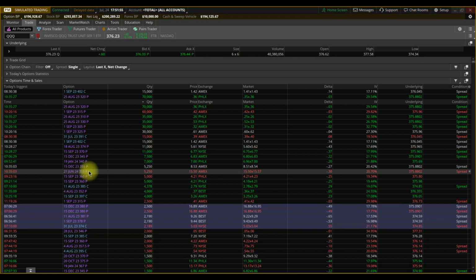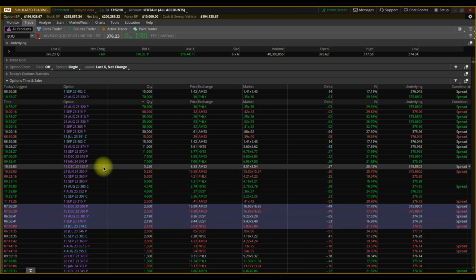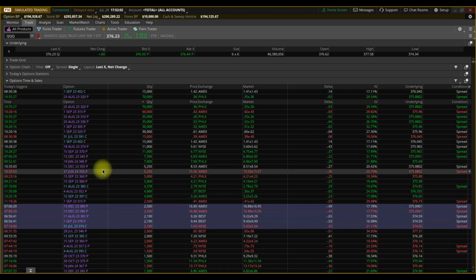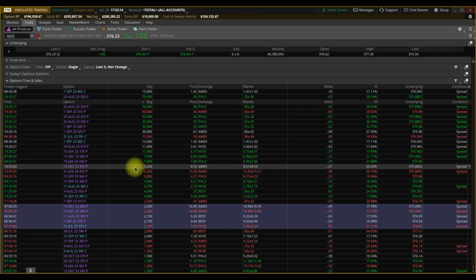Look at the time, 10:35:03. 15 December 355 put, and a 355 put for 21 June of 2024. So they sold this one, and they probably bought that one. It's what they call a calendar. They're spreading the calendar out at the same price. So they bought the 355.